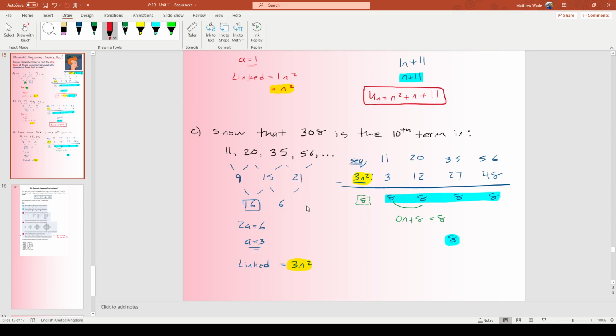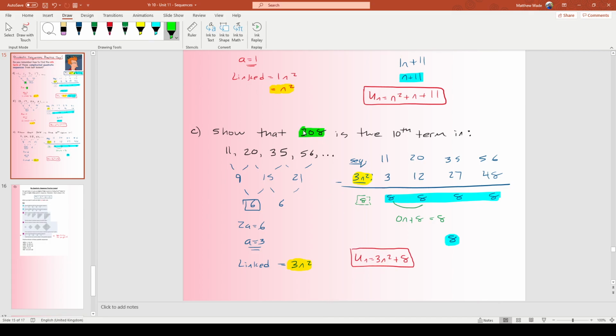Cool. So happy days. Sorry, over-explaining, but there you go. And that means you're ready to go. Final answer. Un is just going to equal 3n squared from the yellow plus the 8 from the blue. And that's what we've got. That's our nth term. Now we're ready to answer the question, because the question was this.